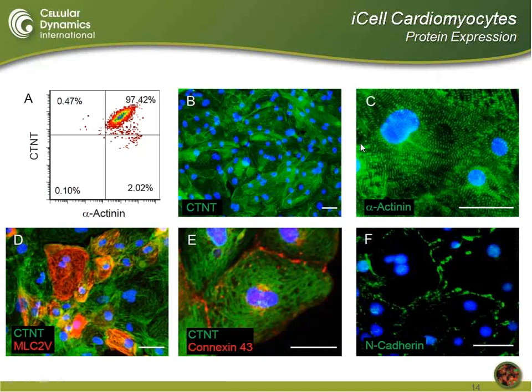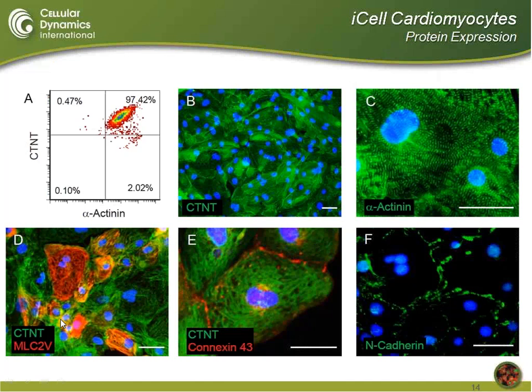Jumping from the genomic expression into the protein expression, as you'd expect, we've got all the major cardiac contractile proteins that you'd expect. Here you can see on panel B, the cardiac troponin T in a little bit of a wide-out zoom, showing all of the cells are positive for cardiac troponin T and are cardiac cells. In panel C, looking at alpha-actinin, you can see the nice striation in the cells as well. Here in the green, showing the striation in the sarcomere. When you look at panel A, looking at cardiac troponin T and alpha-actinin in the whole population, we have a very high 97.42% by flow.